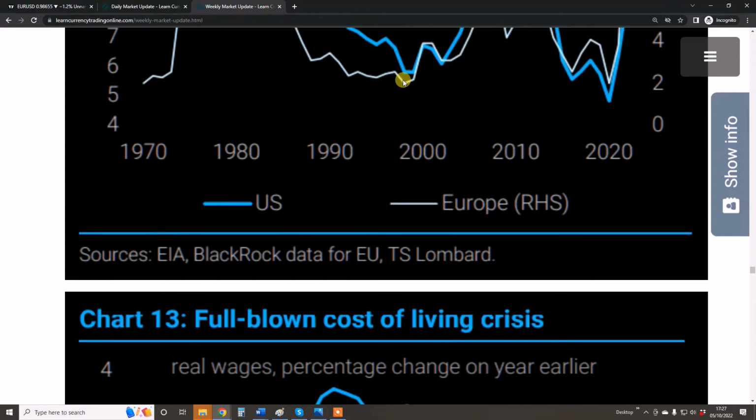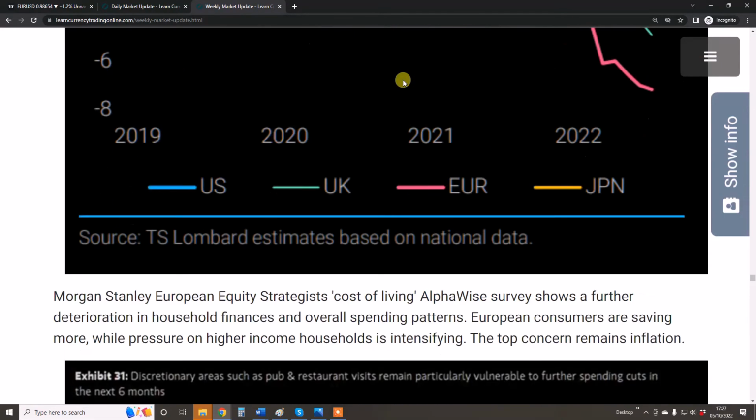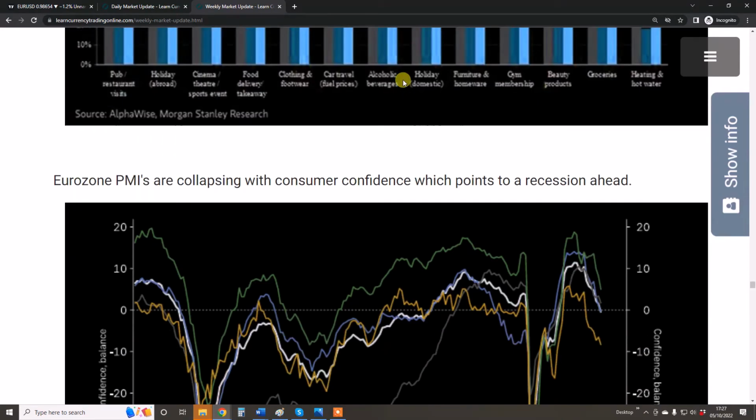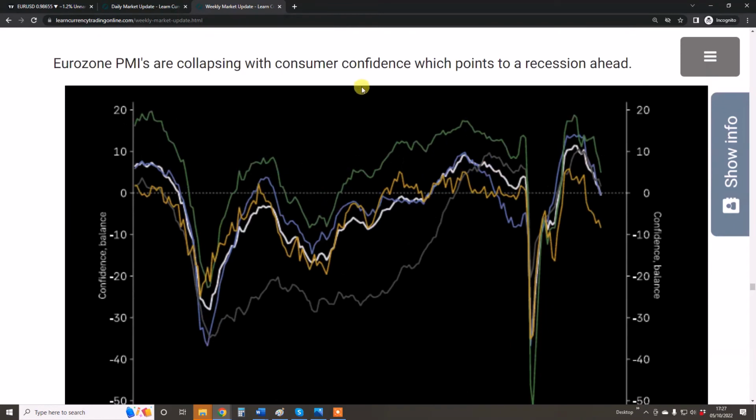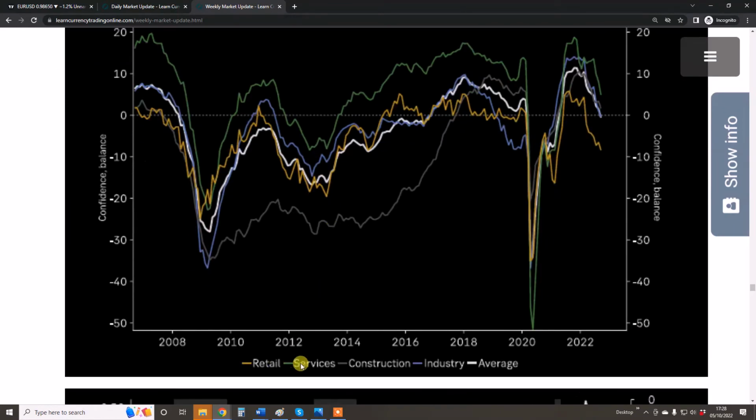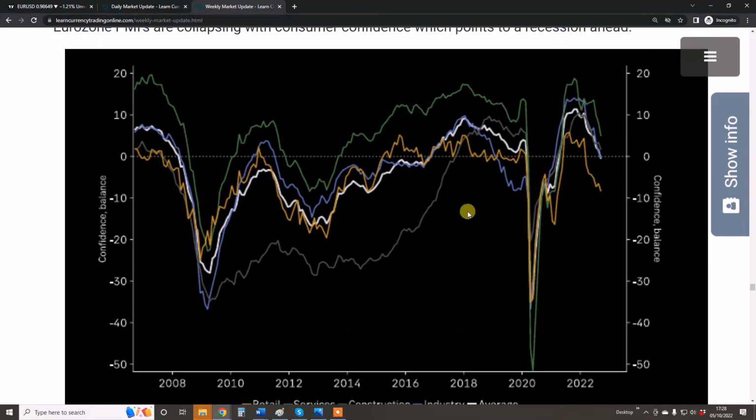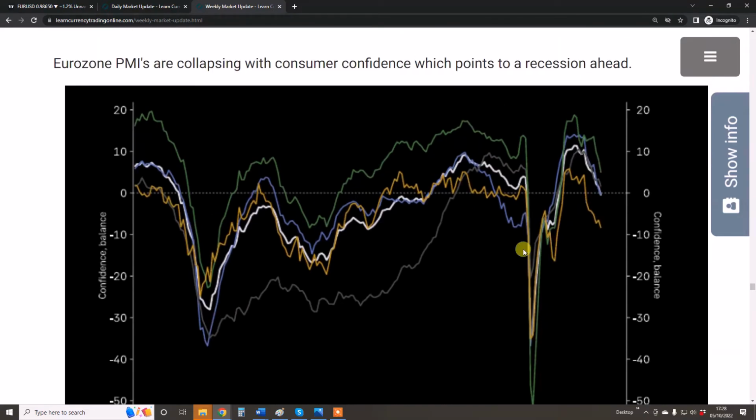Okay, in terms of a lot of forecasters, Eurozone will not go into recession. That's the view. Eurozone PMIs are collapsing. This is a leading indicator. Retail, services, construction, and industry, they're all coming down. Some are below zero already. They'll all be below zero soon. That will basically confirm a recession.